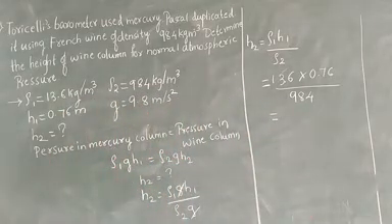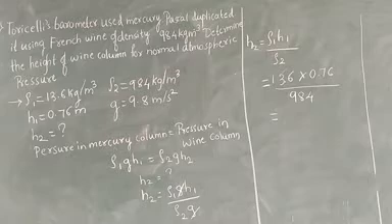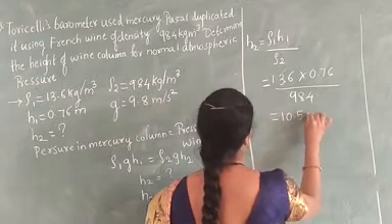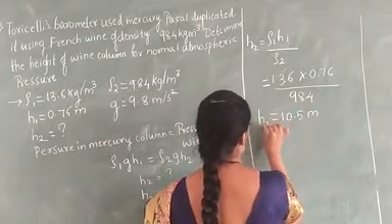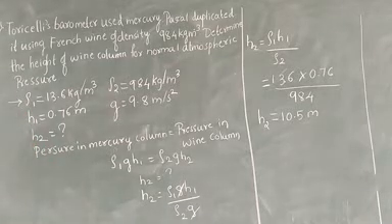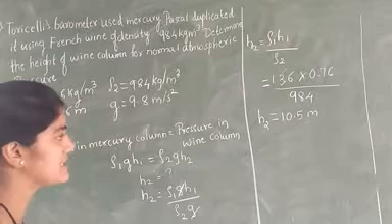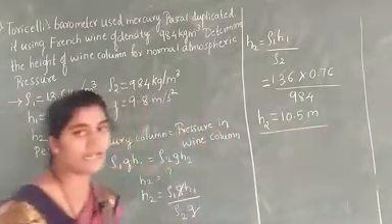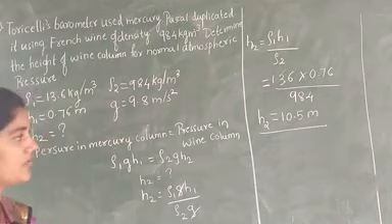In the calculation part of H2, we are getting the answer as 10.5 meter. Therefore, the height of the wine column H2 is equal to 10.5 meter. From this we can tell that the height of the French wine column from the normal atmospheric pressure is 10.5 meter.